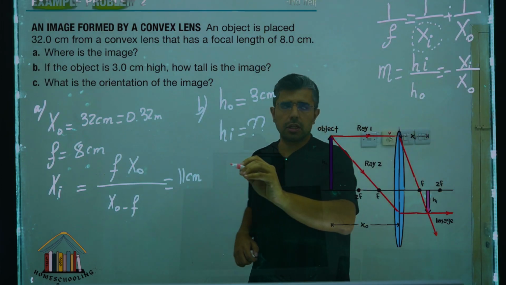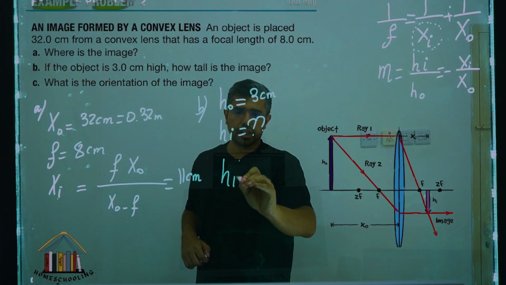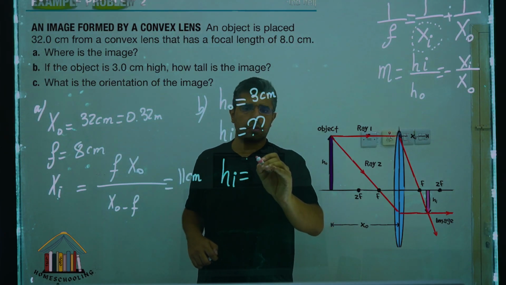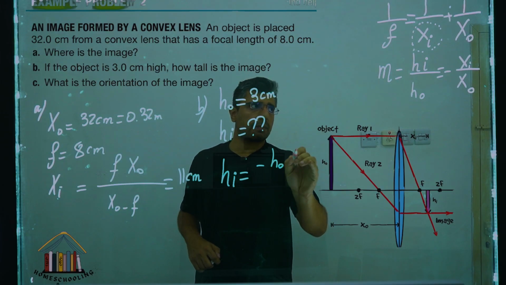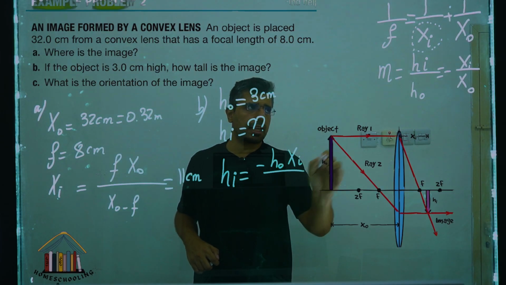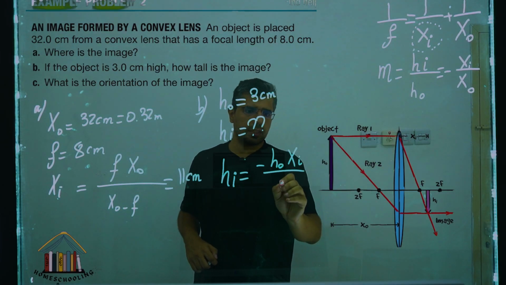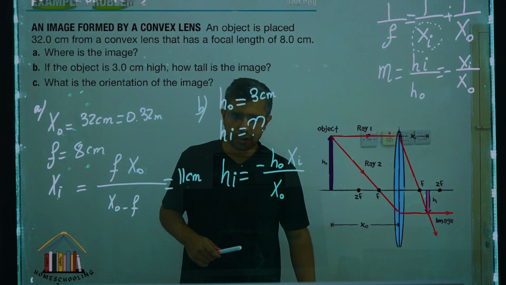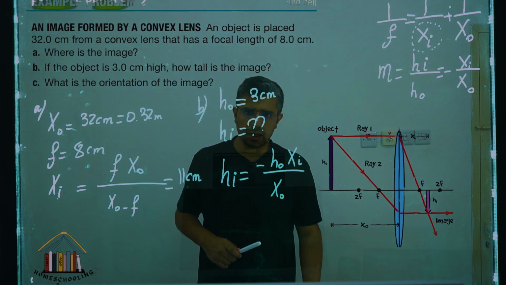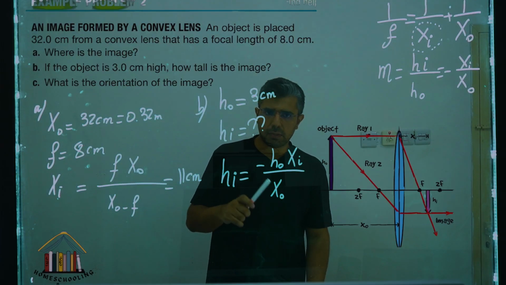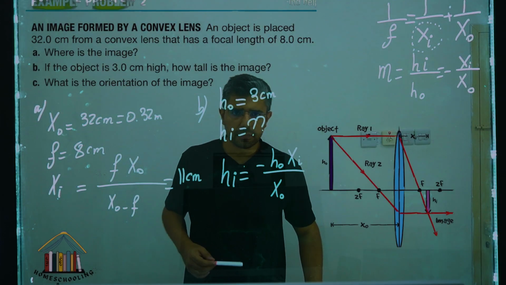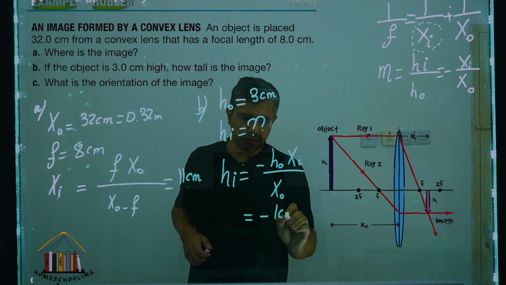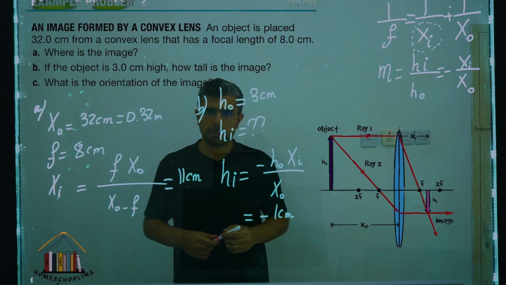So to arrange it, HI will be equal to HO multiplied by XI, don't forget the negative, over XO. So you can replace those letters by their values, and you get the value which is minus 1 centimeter. So let's continue with part C.